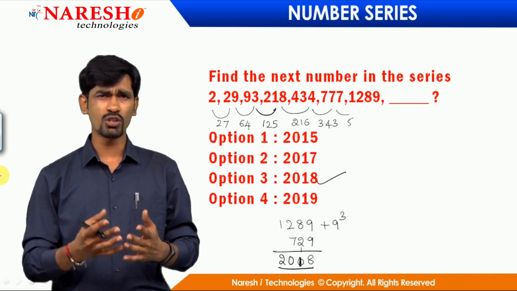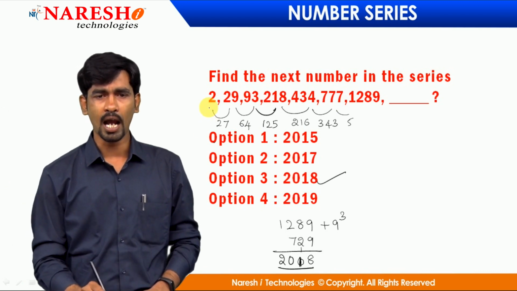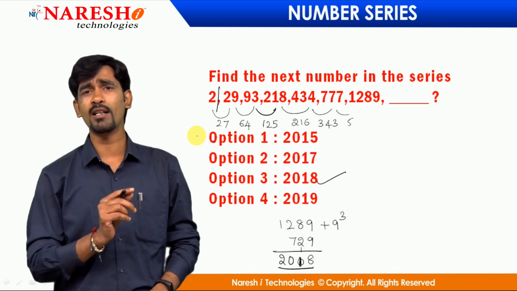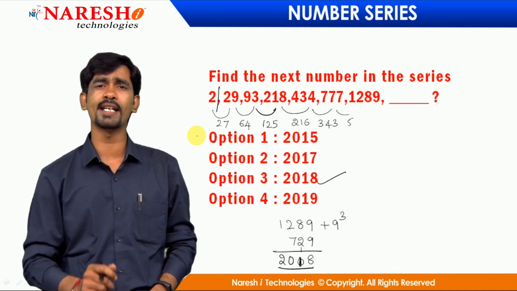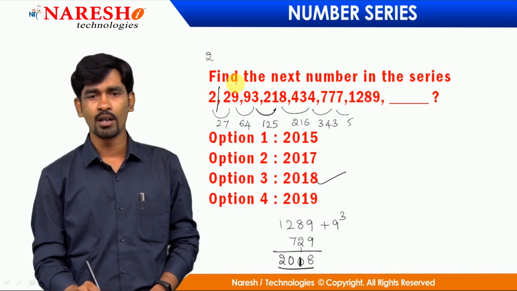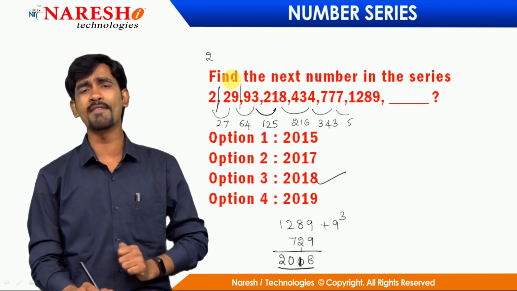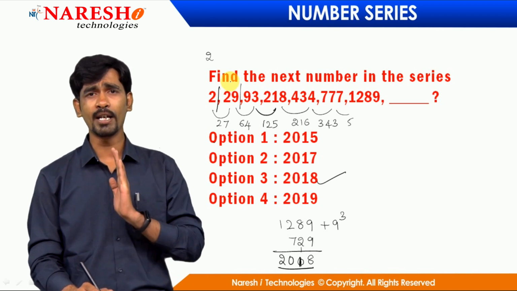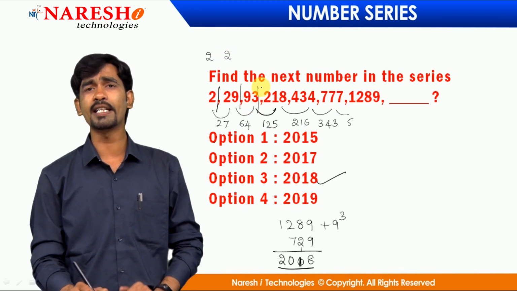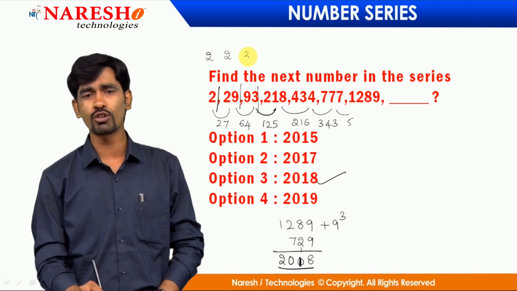Or otherwise, you can also look at the pattern of the numbers. You can also look at the question like this. Observe the digital sum of these numbers. The digital sum is nothing but the sum of the individual digits until a single digit is obtained. So, the digital sum of 2 is 2 itself. And what is the digital sum of 29? 2 plus 9 is 11, and the digital sum is 1 plus 1, which is 2. And for 93, 9 plus 3 is 12, so that gives a digital sum of 1 plus 2, which is 3.